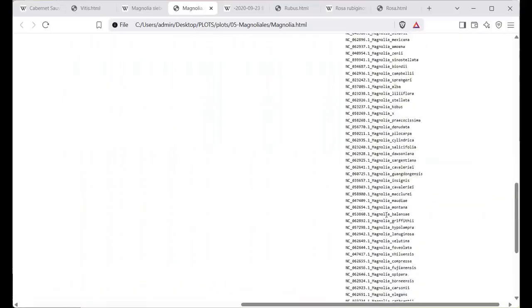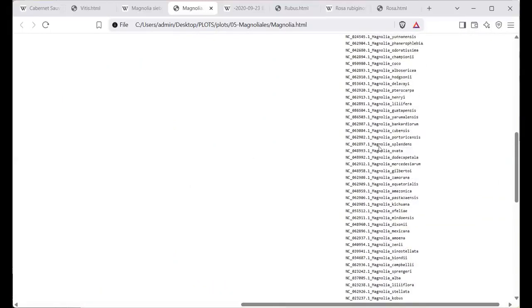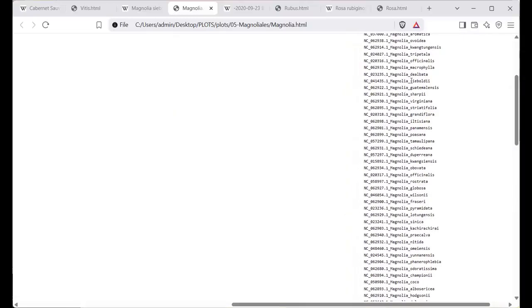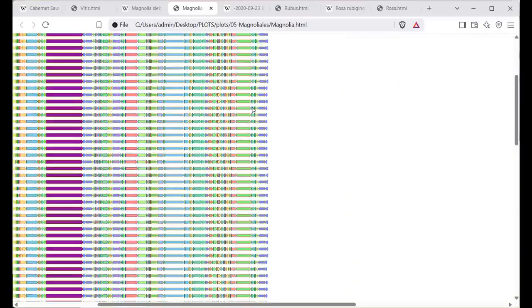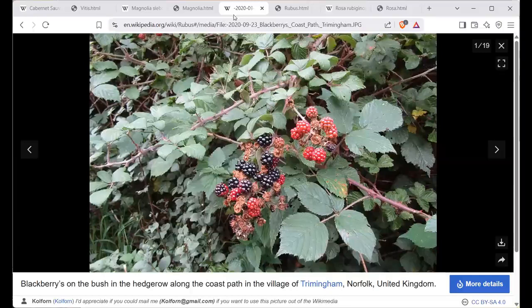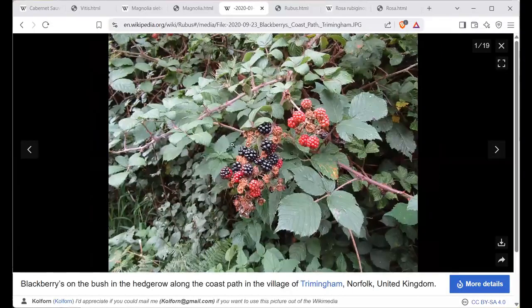So on the right side, you see the names of these different species. They're all magnolia of various species names. And then the left side shows you the phylogeny. Let me move on to a third plot. This time I'm going to show you Rubus, which includes the blackberries and raspberries and a number of other berries like salmonberry. So here is the PGR-TK plot.